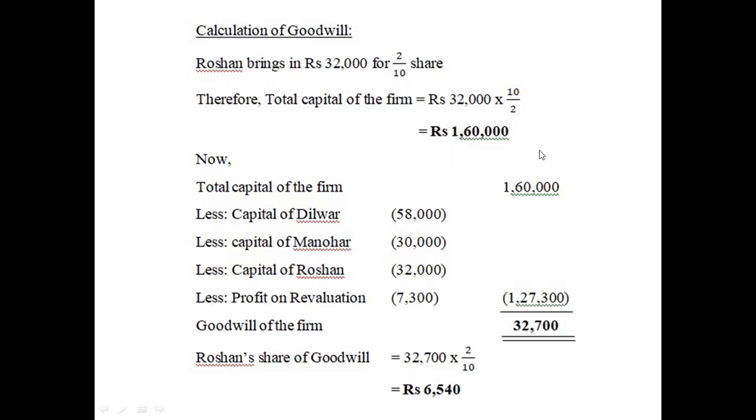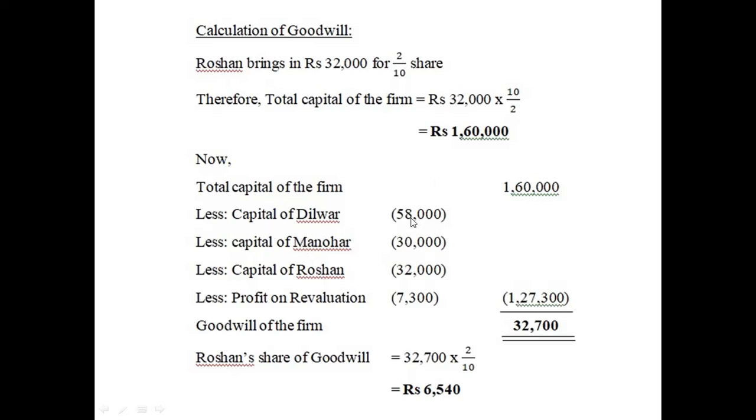In the previous question also, we have found the total goodwill the same way by finding this reciprocal, isn't it? Anyway, with this, 1,60,000 is the total capital of the firm. Now, from here, we have to subtract the amounts of capital of all the partners.